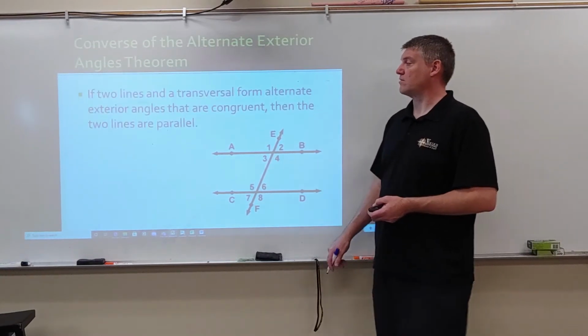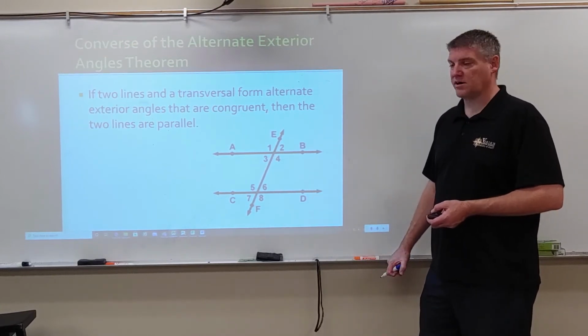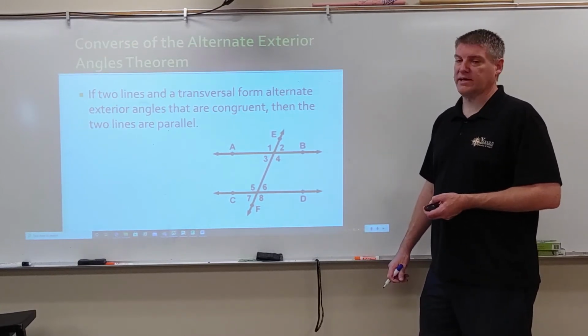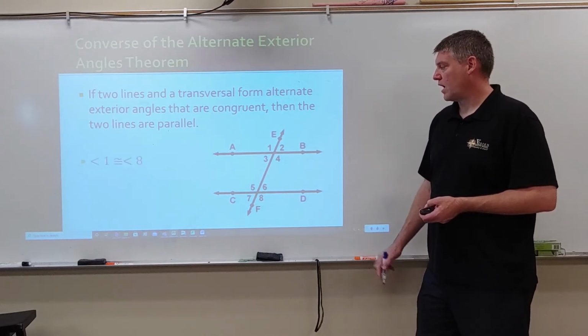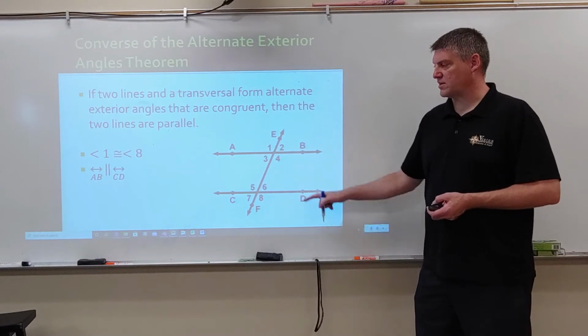Alternate exterior angles. If two lines and a transversal form alternate exterior angles that are congruent, then the two lines are parallel. Okay? 1 and 8 are congruent, so therefore AB is parallel to CD.